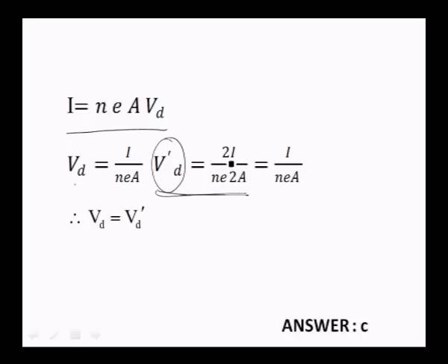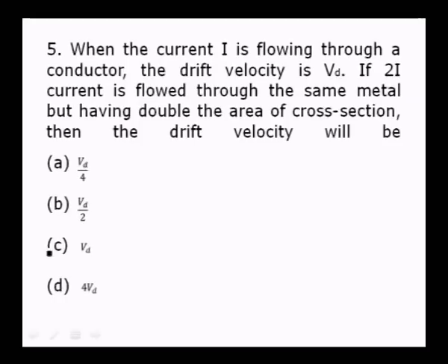Vd dash is equal to, the current is double, 2I, and the area is double, 2A. The 2s cancel, and the remaining is I divided by NAE. Before, the drift velocity was I divided by NAE, and after increasing the area and the current, it is again I divided by NEA. Therefore, Vd is equal to Vd dash. The correct option is C, no change in the drift velocity. This is the correct option.